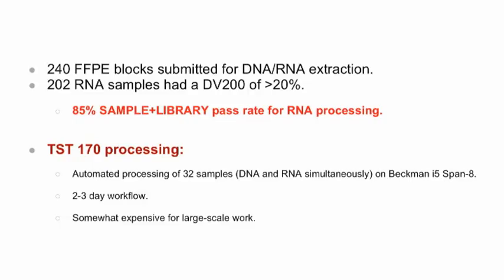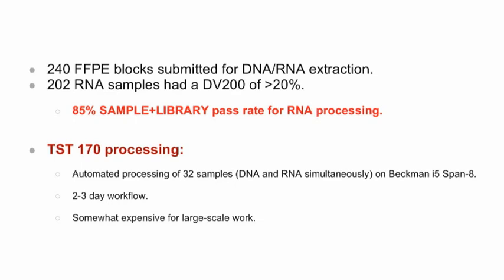And when we look at this again in a separate set of lung cancer samples, lung cancer FFPE material that was quite a bit older, quite a bit lower tumor cellularity for the most part, we pulled 240 FFPE blocks. 202 of those samples had a DV200 of greater than 20%, so the vast majority, so a bit lower. So I think this is another example of presenting more of a real-world effect. We had several hundred before that were mostly breast, ovarian, and some other cancer types. This was a specific set focusing entirely on lung, but we did still see about an 85% combined sample plus library pass rate for the RNA processing. So still quite good.